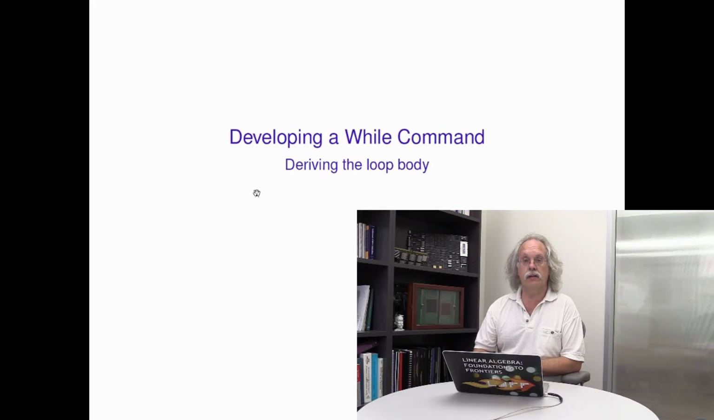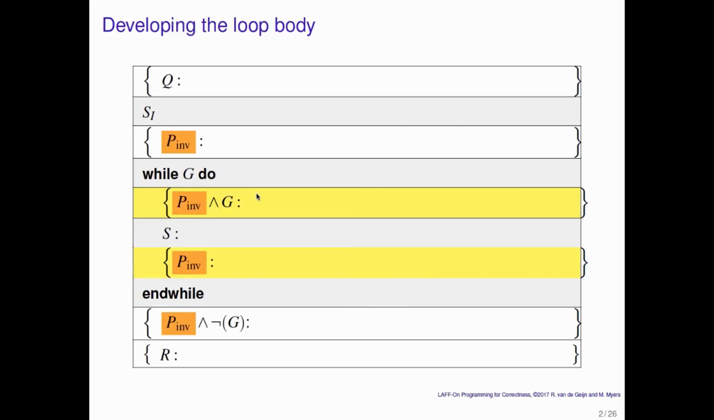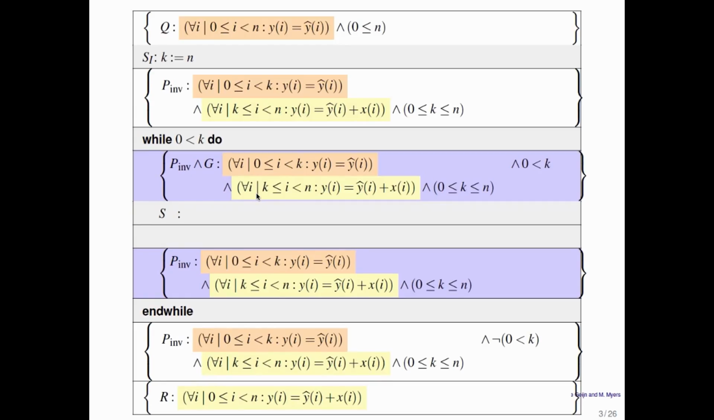So now all we're left with is developing the loop body itself, the command S in the loop body. And let's have a look at that. The part that we're now going to look at is highlighted in yellow. We once again return to our example where we add the contents of vector x to those of vector y. And this is again the loop invariant that says that the first k elements have been left alone so far and the rest of the vector has already been updated. And in blue we highlight what we are going to look at next.